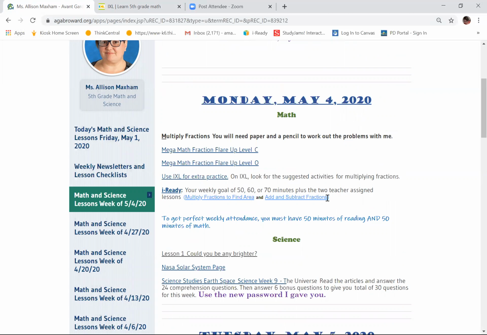Now, here's something. When you go to multiply fractions to find area, and you watch the tutorial and you do the practice, and now it's time for the quiz. If you don't feel like you're ready for that quiz, go to IXL and do some practice problems, because it doesn't matter if you get them wrong, because it just keeps going till you get them right. Once you have those practice problems, then go back to the iReady and see if that helps you a little bit. Okay, but I need you to do these problems, these iReady lessons, guys.